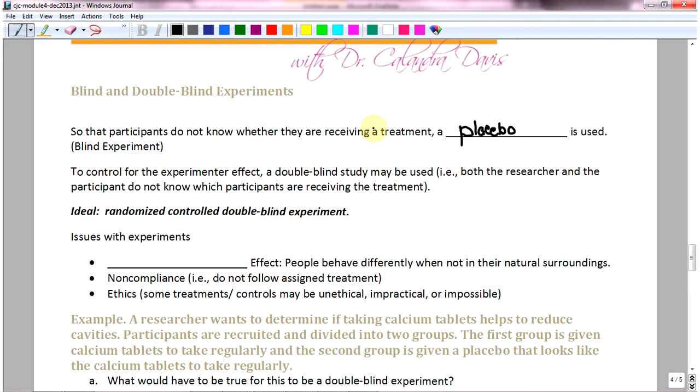To control for the experimenter effect, a double-blind study might be used. Double-blind means that both the researcher and the participant do not know which participants are receiving the treatment. So the experimenter effect could be, for example, if a pharmaceutical company is testing the effectiveness of a certain drug and say they've spent a lot of money on this drug, so they're hoping that it works. Well, the experimenter working for the company might have a vested interest in it being an effective treatment. So to control for that experimenter effect, where they might be looking for evidence of the treatment being effective that may not be there or may not be as strong as they would like it to be, a double-blind study would be a good way to go.